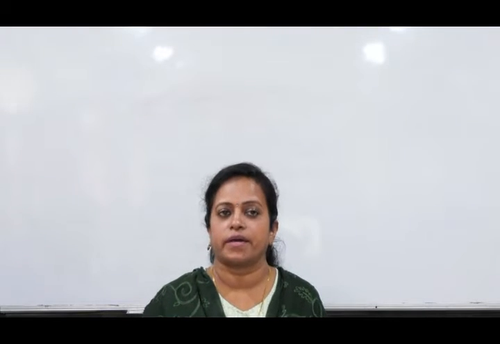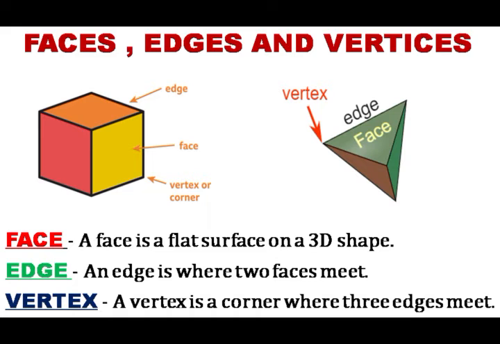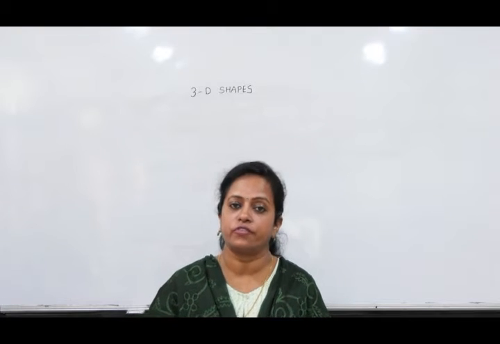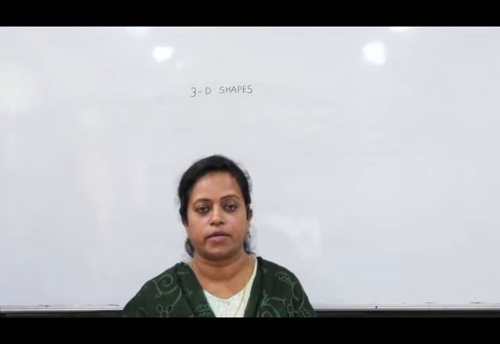Students, now let us summarize what we have learned about face, edge and vertex of a 3D shape. Face refers to the flat surface of a 3D shape. Edges are where two faces meet. A vertex is a corner where three edges meet. So children, now let us learn about the different 3D shapes that are discussed in your textbook.